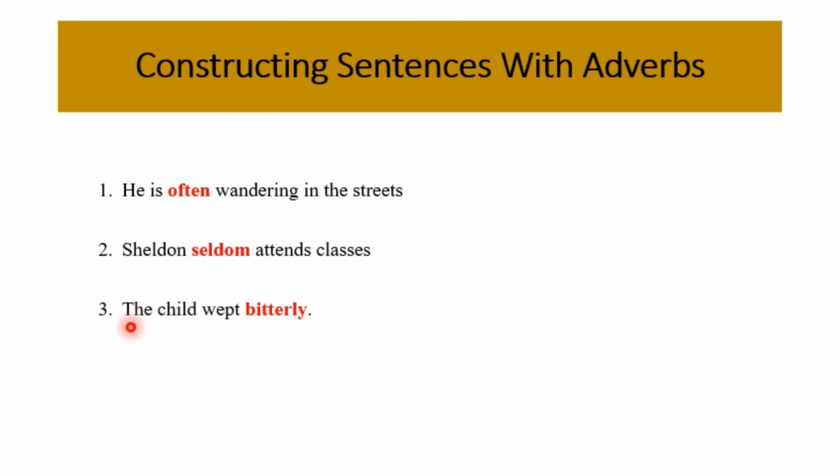The final example, sentence number 3, the child wept bitterly. Bitterly shows how the child cried, or the extent to which the child cried. It wasn't any normal kind of crying. The child wept bitterly.